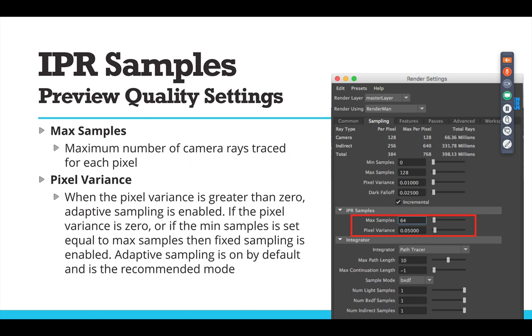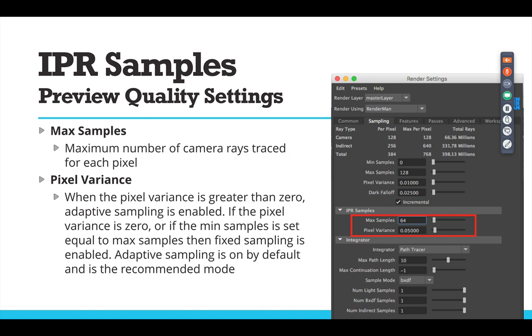All right, IPR, quick preview. Generally, max samples, the default is 64. To be honest, I usually turn it down to 32 because I want quick feedback for this. Once I've gotten what I want out of IPR, then I start doing production quality renders to see what it looks like cleaned up. But this is just for placement and position.